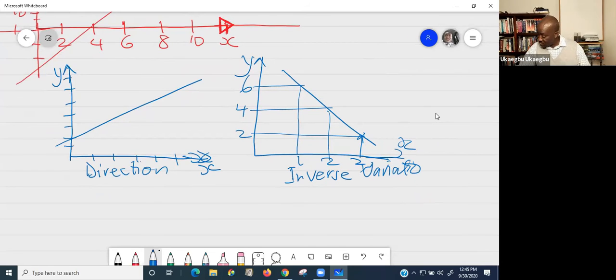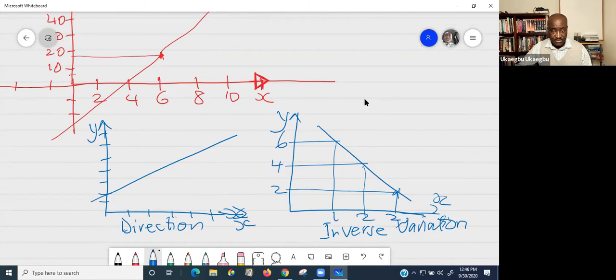Now what I'm going to do is, you may be given a set of points to plot, and from that set of points, you will be expected to identify whether the graph you plotted is a direct variation or inverse variation or any other type of variation. So that's what we are going to do.